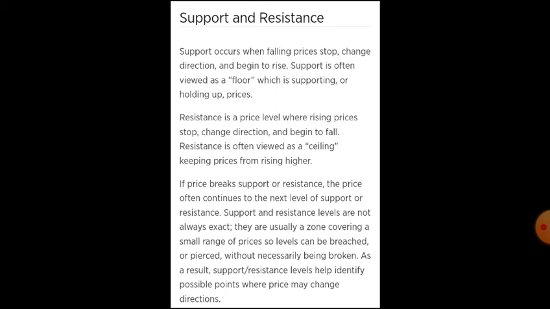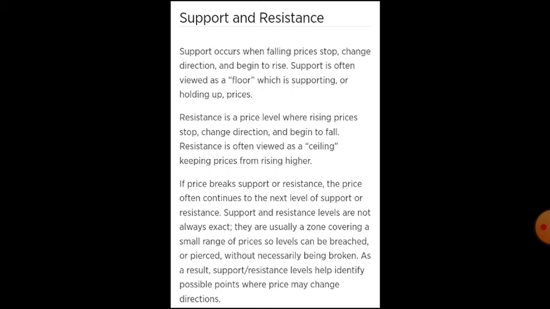Resistance is a price level where rising prices stop, change direction, and begin to fall. Resistance is often viewed as a ceiling, keeping prices from rising higher. If price breaks support or resistance, the price often continues to the next level of support or resistance. Support and resistance levels are not always exact. They are usually a zone covering a small range of prices, so levels can be breached or pierced without necessarily being broken. As a result, support or resistance levels help identify possible points where price may change directions.